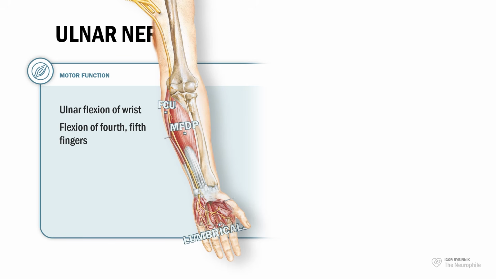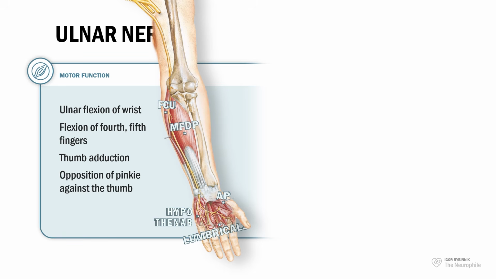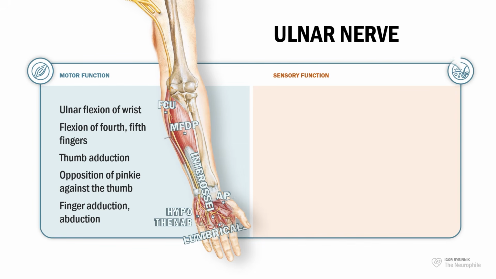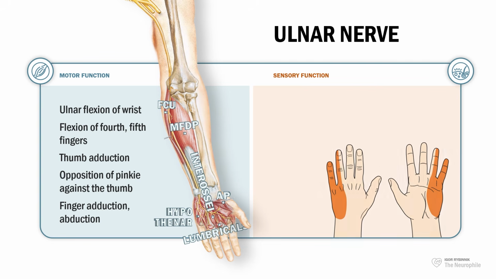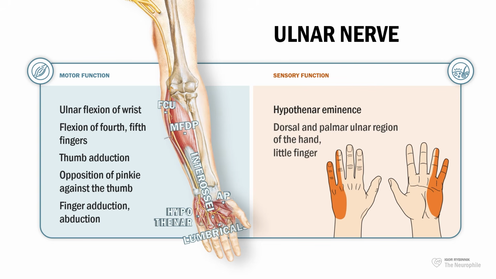The ulnar nerve is exceedingly important for intrinsic muscle control in the hand, allowing for precise, coordinated movements. It adducts the thumb with adductor pollicis, which is essential for pinching and gripping. It opposes the pinky against the thumb with the hypothenar muscles, and adducts and abducts the fingers with the interossei. What is the sensory supply? You got it. Hypothenar eminence, the dorsal and palmar ulnar region of the hand, little finger, and the ulnar half of the ring finger.